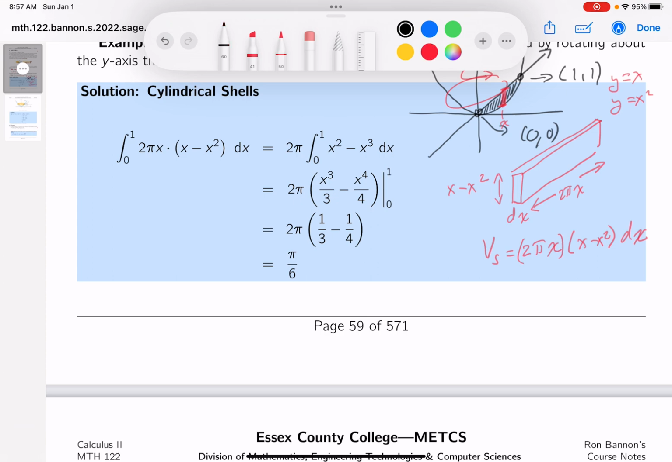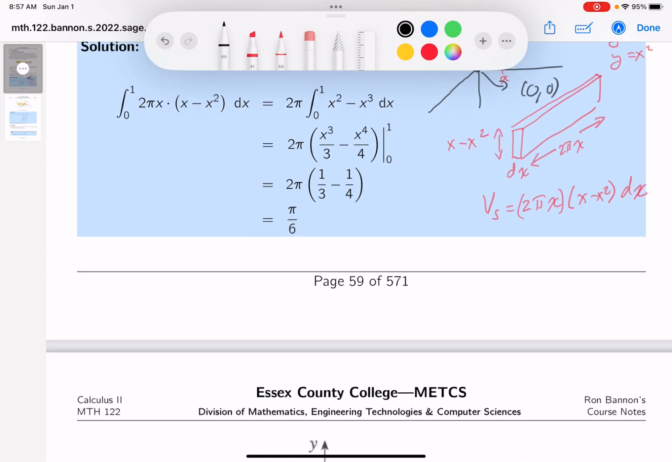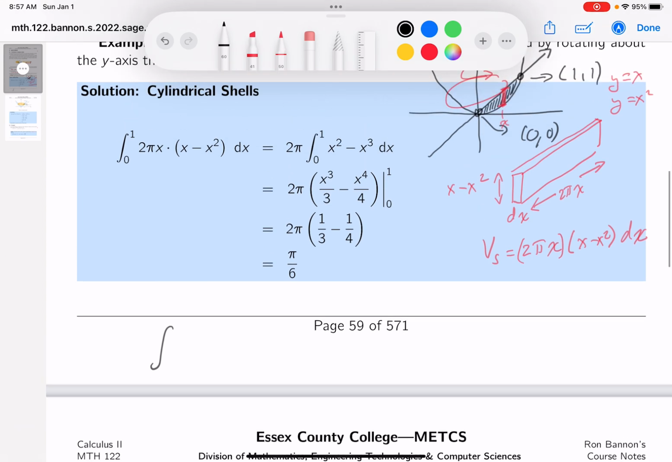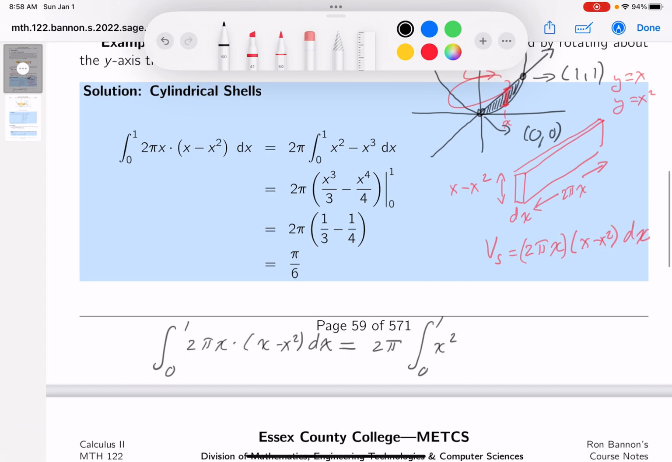Let's go back to black ink now and write our integral down. Our integral, looking at our picture, going along the x's, goes from 0 to 1, 2 pi x, this is a representative shell, times x minus x squared dx. Simplify, 2 pi comes out, you get 0 to 1. Let's simplify the integral by multiplying it out. You get x squared minus x cubed dx.